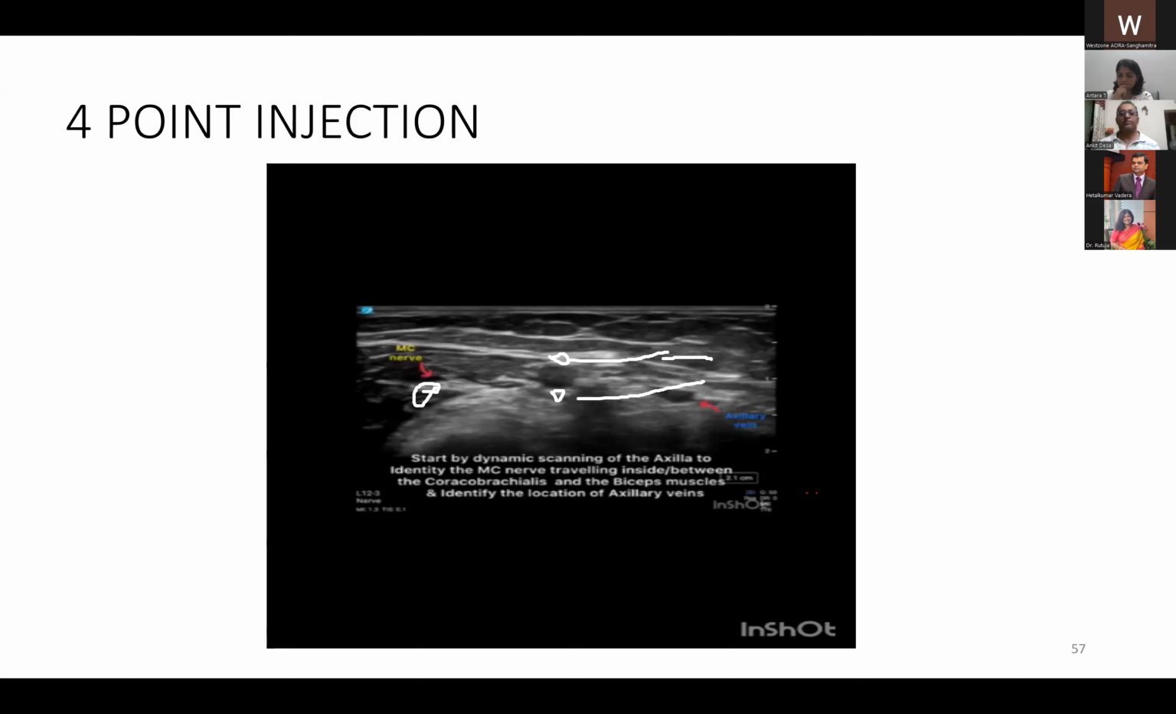Sir, can you please explain the 3 point technique for axillary block again? Yeah, so the 3 point technique is the same. You give one injection above the artery, a second injection below the artery, and the third injection near the musculocutaneous nerve. Okay, sir.